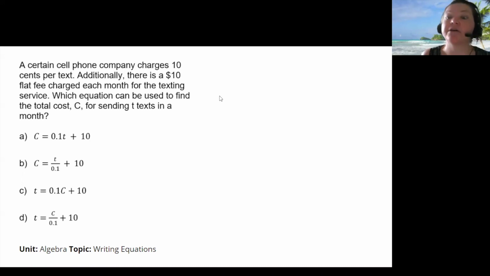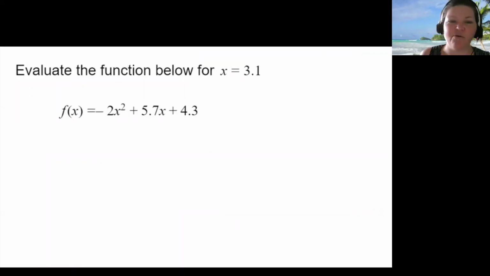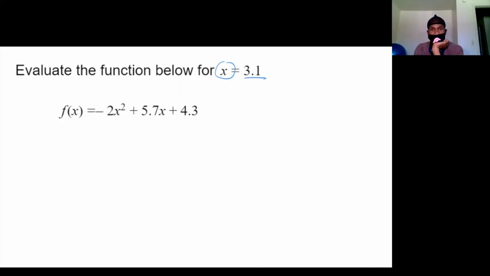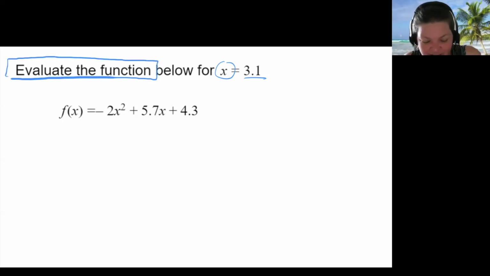The topic here is writing equations. Evaluate the function below for x is equal to 3.1. And then we have this function. Before I begin and before I panic, what are they asking me to do or to find? The x. Actually, I already know the x. There it is. Is this where you just plug in the value? When you are given a value, yeah, Stephen, this is where we just plug in the value.